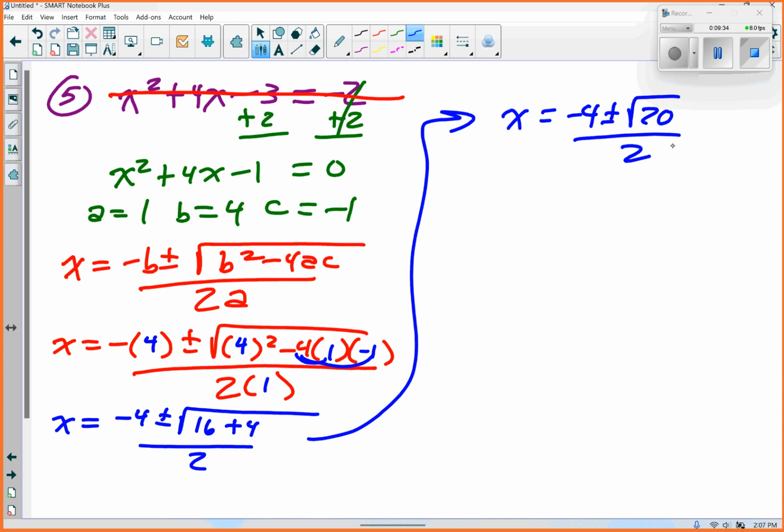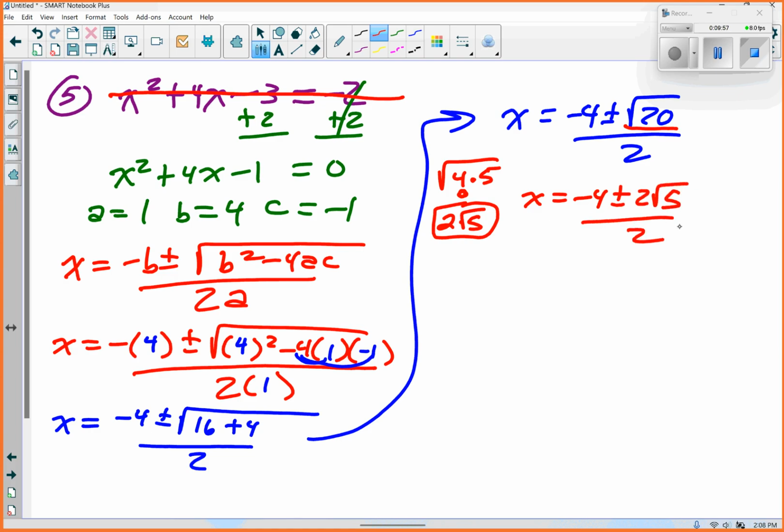Friends, will root 20 break down to one of these perfect squares times another number? 4 and 5. Very good. We're choosing 4 and 5 and not 2 and 10 because 4 is the biggest perfect square that works. So I get 2 root 5. This 2 root 5 is going to replace this root 20. So I'm going to get x equals -4 plus or minus 2 root 5 all over 2.